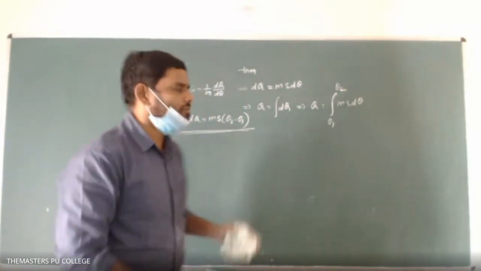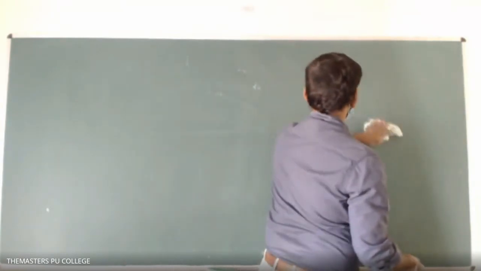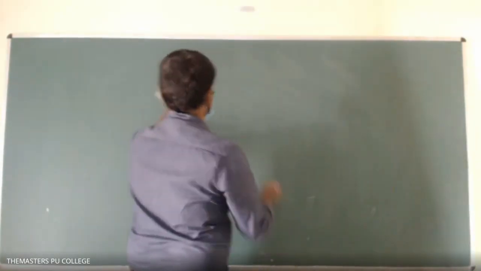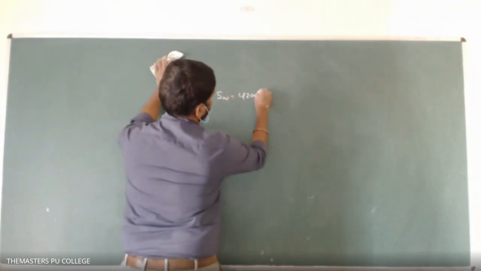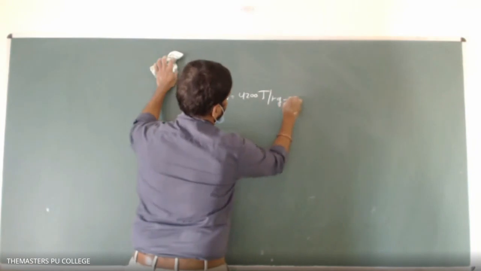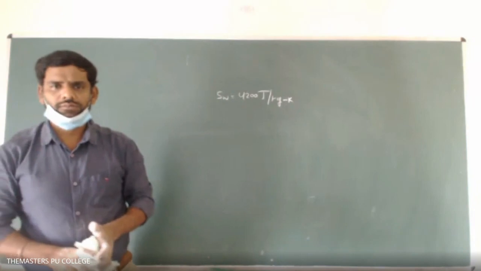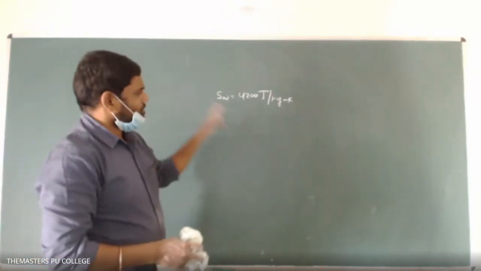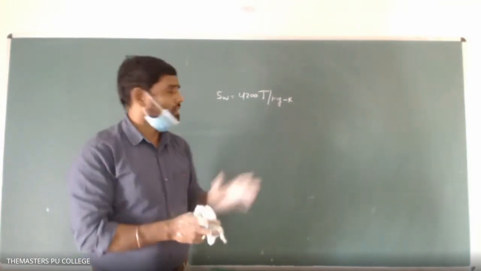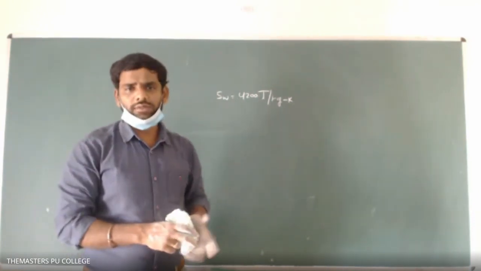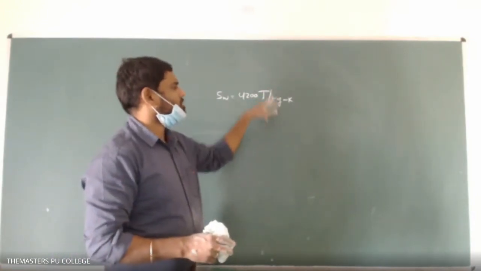So make a note of one point. Specific heat of water is 4200 joule per kg Kelvin. Students, these values we should remember. In numericals, they may or may not be mentioned: the density of water and the specific heat of water. We should remember those values. Specific heat of water is 4200 joule per kg Kelvin.